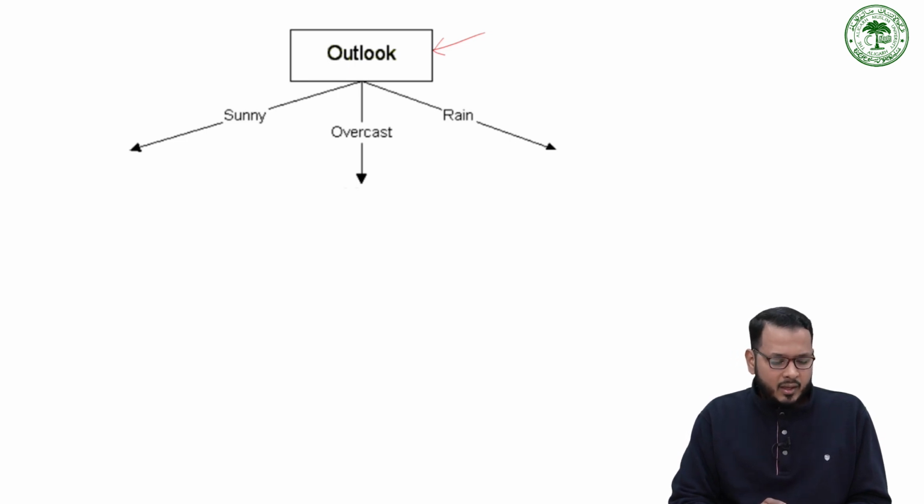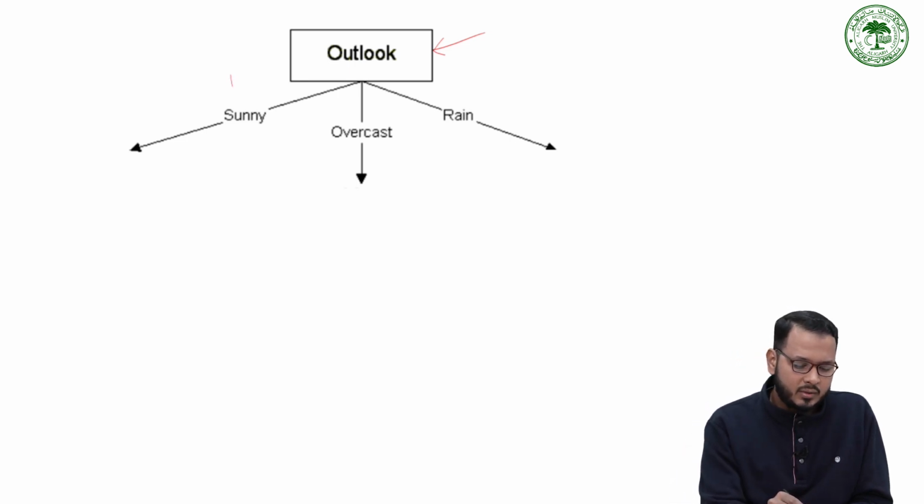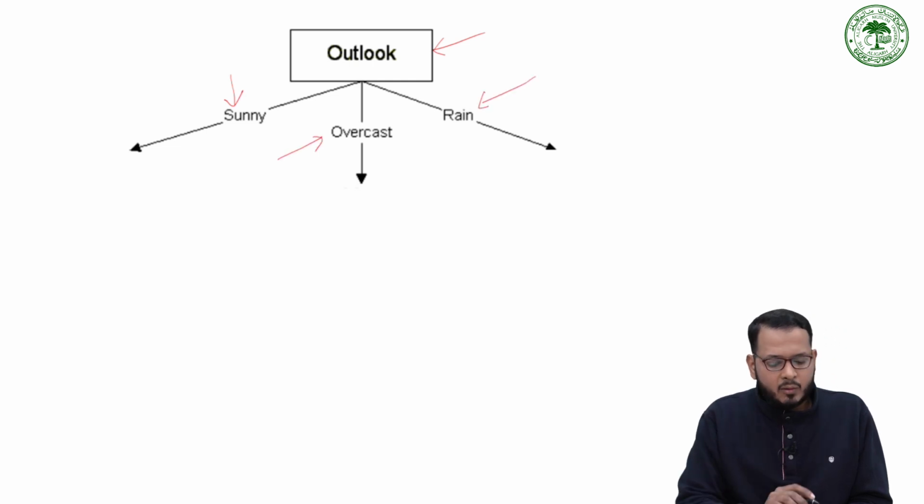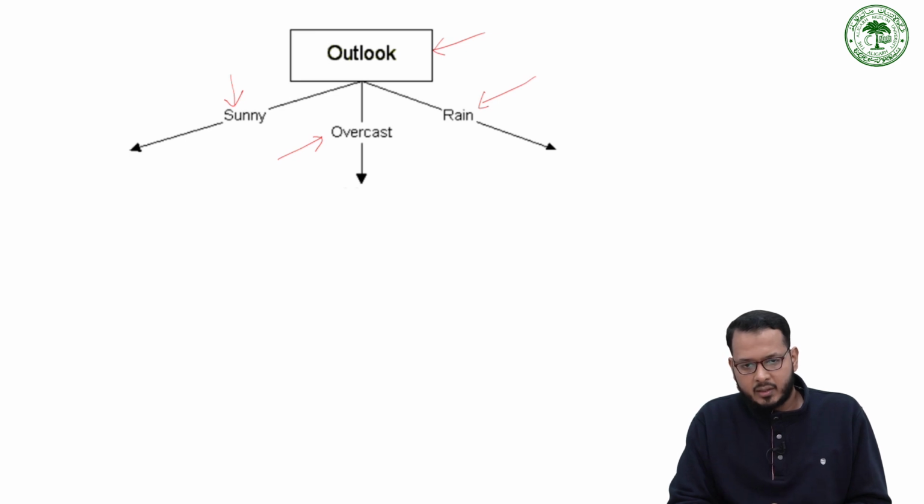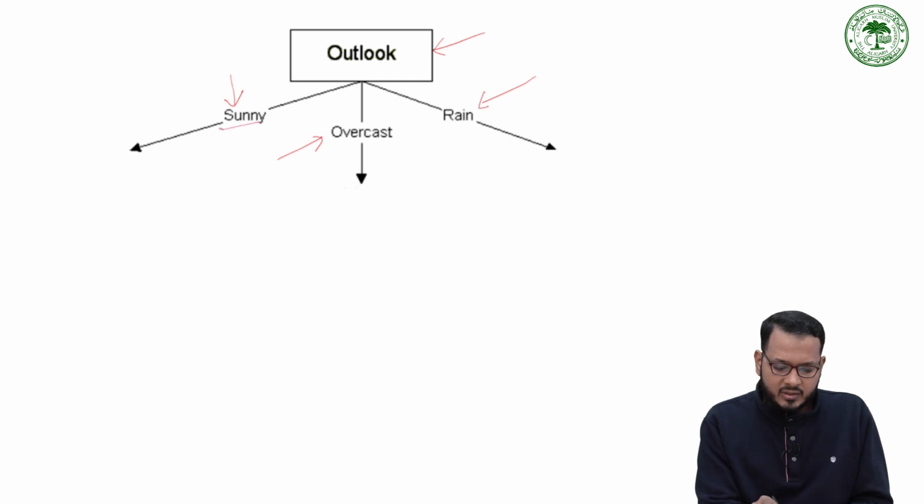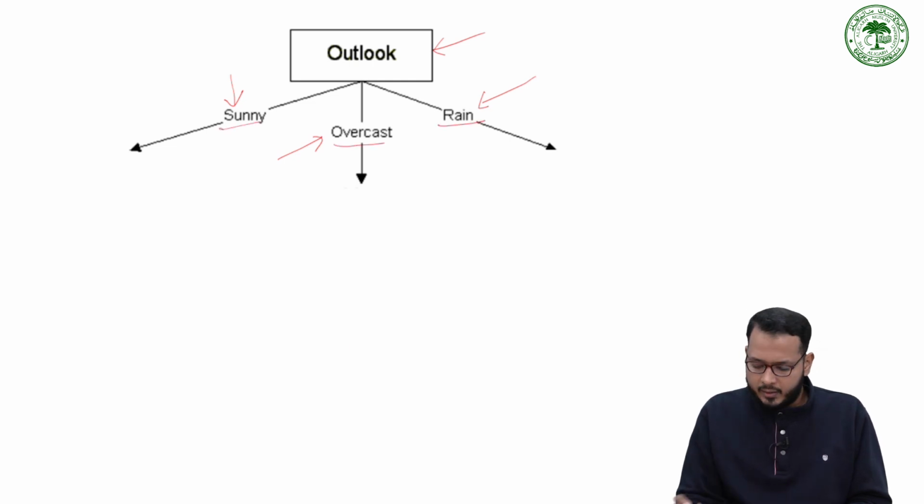It might now have 3 values. Outlook can be sunny, Outlook can be overcast, and Outlook can be rain. Now the next step contains creating the partial tables for sunny, partial table for overcast, and partial tables for rain.